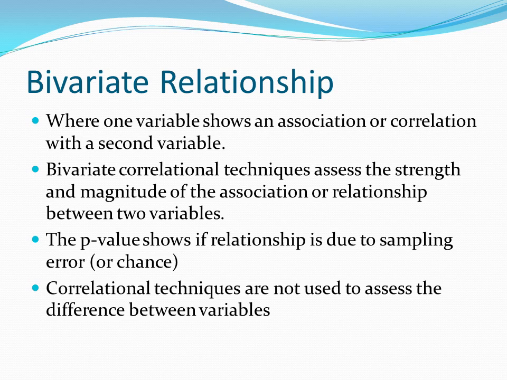Bivariate correlation techniques assess the strength and magnitude of the association or relationship between two variables. And remember, we talked about the p-value, and the p-value is going to show if the relationship is due to a sampling error or if it's just chance. Remember we talked about p-value 0.05: greater than 0.05 a strong association, less than 0.05 not so much of an association.